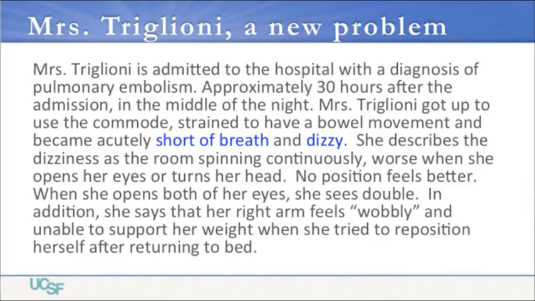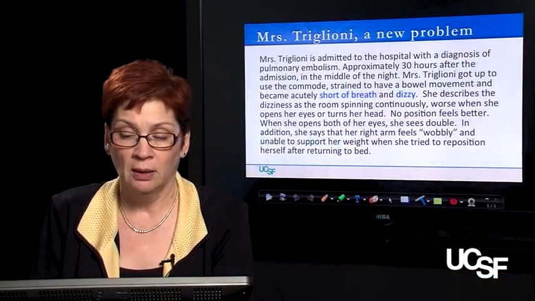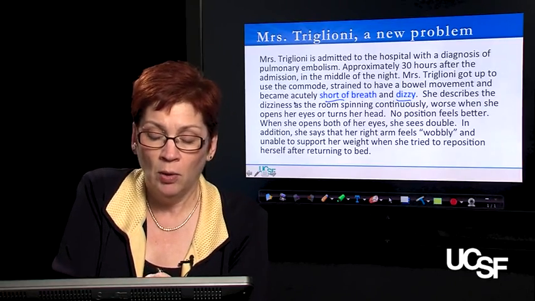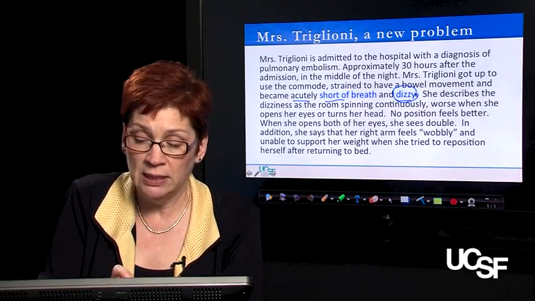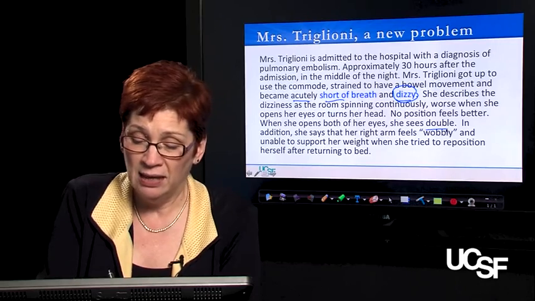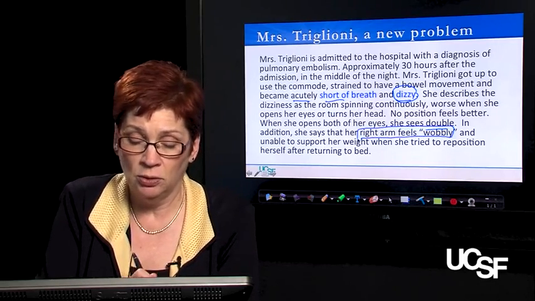She said that the dizziness or vertigo was worse when she opened her eyes and turned her head, and she was unable to get comfortable regardless of what position she laid in. When she opened both her eyes, she complained of feeling double, and in addition, she says that her right arm feels very wobbly, and she was unable to support her weight on it when she tried to reposition herself after returning to bed. So hopefully you're noting the really key new issues in Mrs. Triglioni: worsening shortness of breath, new complaint of dizziness, some double vision when she opens both her eyes, and a problem with her right arm that's difficult to articulate.